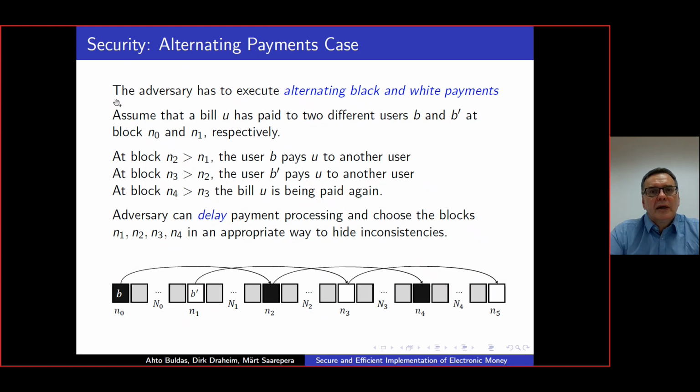So the general case is that the adversary has to execute black and white payments, alternating black and white payments. And we assume that bill U is paid to two different users, P and P', at block N0 and N1 respectively. Here is N0, here is N1. And at block N2, the user P pays U to another user, and in block N3, the user P' pays U to another user. And at block N4, the bill is being paid again, etc. And we assume that the adversary can delay payment processing and choose the numbers of the blocks N1, N2, N4, and etc., in an appropriate way to hide the inconsistencies.